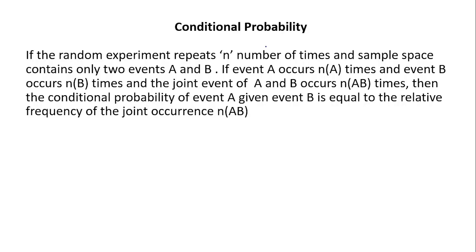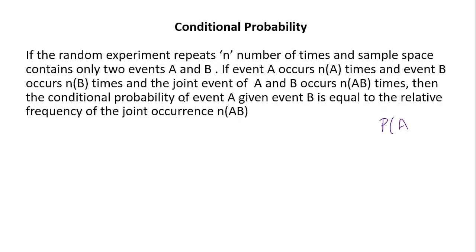If you see the definition of conditional probability, we have a random experiment repeated n number of times, and the sample space contains events A and B. Event A occurs n of A times, event B occurs n of B times, and the joint event of A and B occurs n of AB times, meaning both A and B occur n of AB times. Then the conditional probability of event A given event B is written as P of A given B.